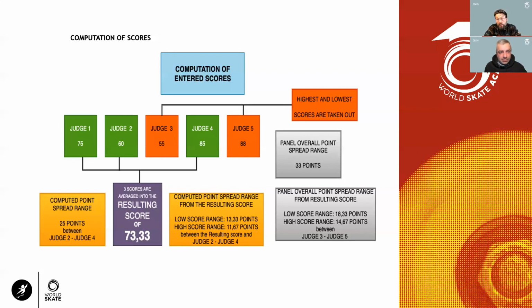And there is an instrument that is used to prevent such things within the judging process, and it's called the point spread tolerance. And I think we should explain a little bit what it is on our next slide so people understand.